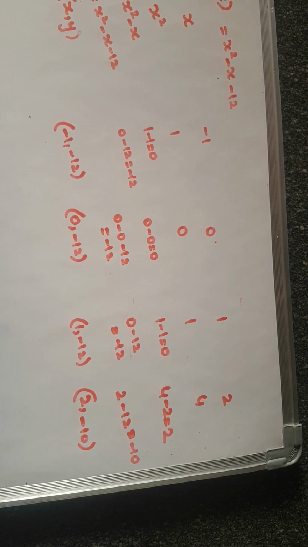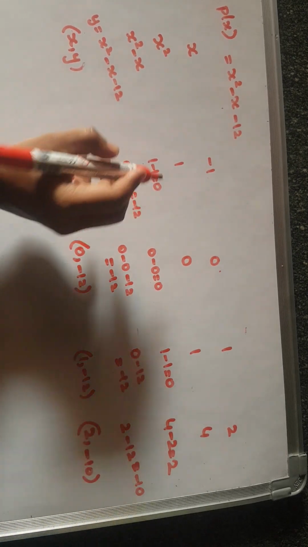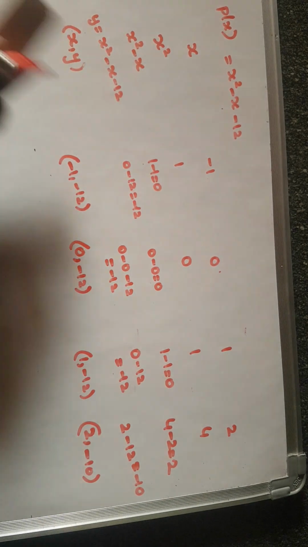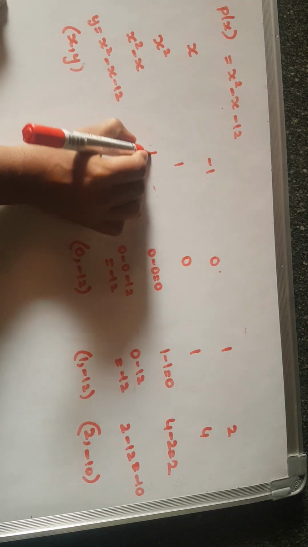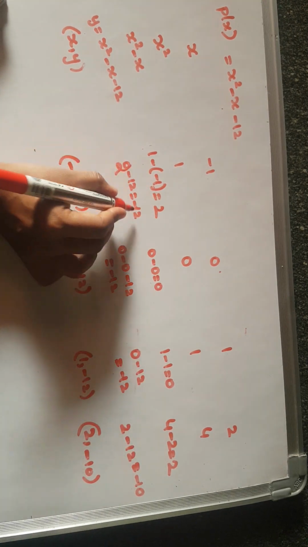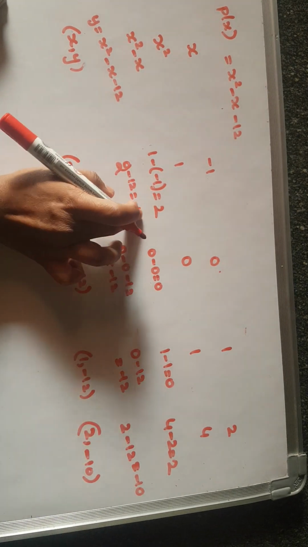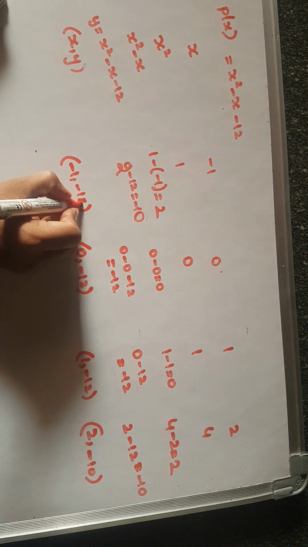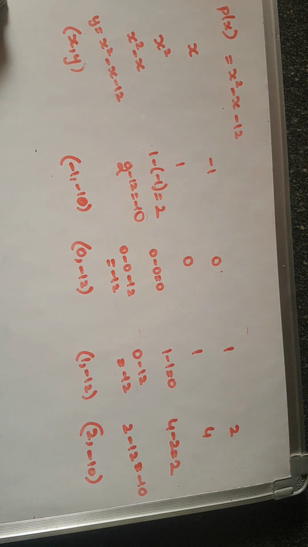Okay, let us continue. Sorry, here I made a mistake. Minus 1 means 1 minus of minus 1, this value is becoming 2. Here 2 minus 12, this is becoming minus 10. So this value is becoming minus 10 here. Let us continue with more sum problems.